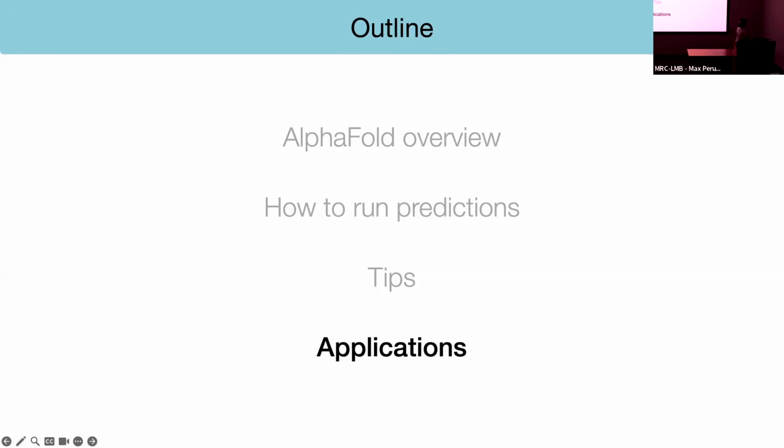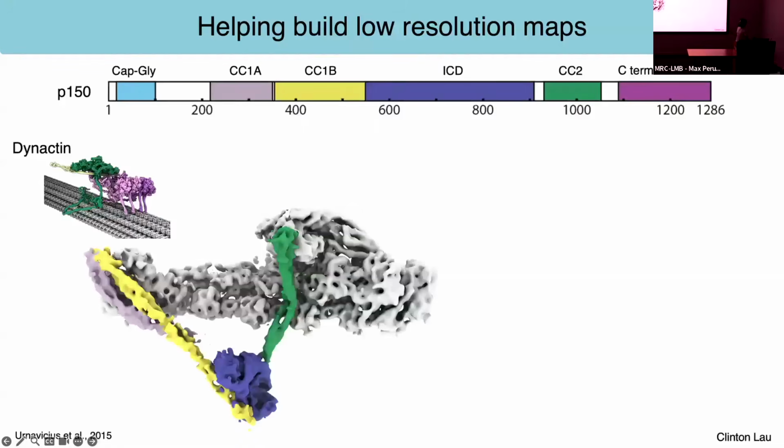Okay, so applications. The first obvious thing is, having a prediction helps you build models. I've already talked about this a few times. Here's an example where we have a low resolution model from this work from our lab from 10 years ago now.